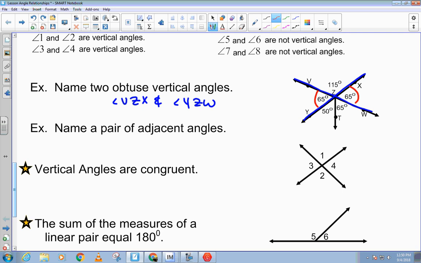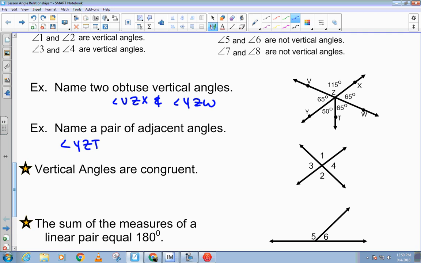Okay? Alright, name a pair of adjacent angles. Name a pair of adjacent angles. There's lots of different ones that I can choose. And let me start with one. Let me start with angle Y, Z, and you can name an angle adjacent to that one.